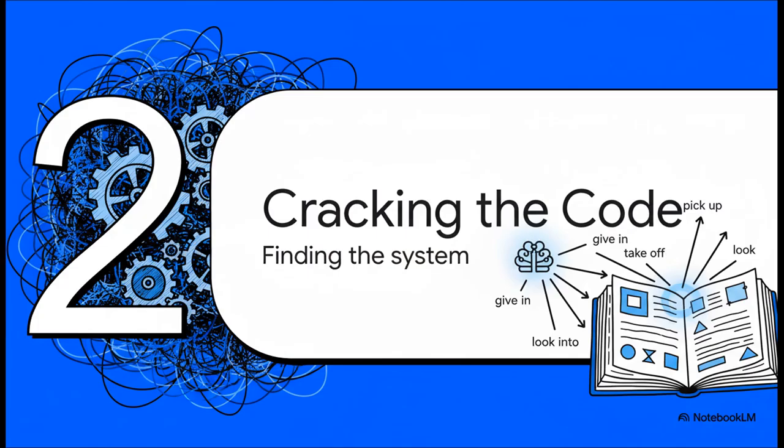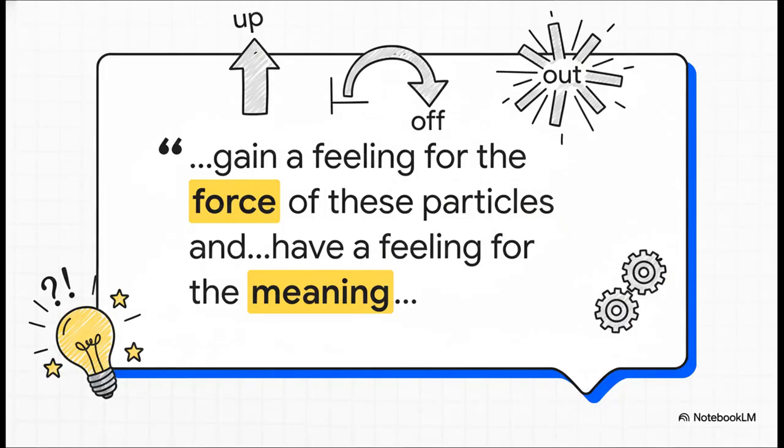So how do we actually find a system in all this chaos? Well, the secret is to stop trying to memorize every single individual phrase. We need to learn the system that's creating them in the first place. And here it is, the big secret, pulled right from the experts at Cambridge. The magic isn't actually in the verb. It's in that little word that comes after it, the particle. If we can get a feeling for the force of words like up, off, and out, we can crack the whole code. And that, my friends, is a total game changer.